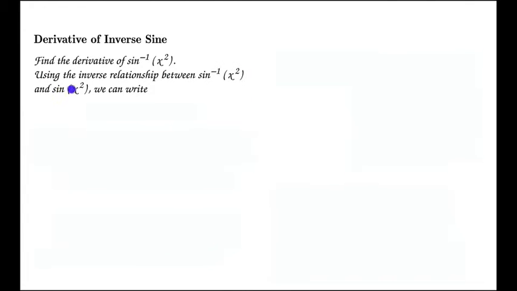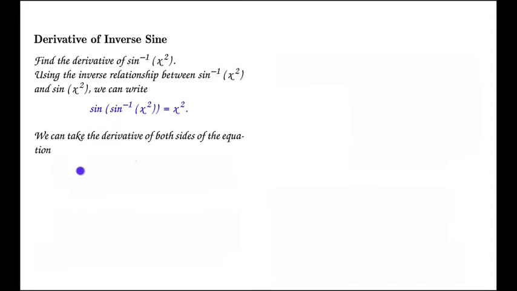We're going to continue to use our inverse relationship between the inverse sine of x squared and sine of x squared that allows us to write sine of inverse sine of x squared is equal to x squared. Now taking the derivative of this equation and applying the chain rule on the left-hand side, we will have cosine of the inverse sine of x squared.